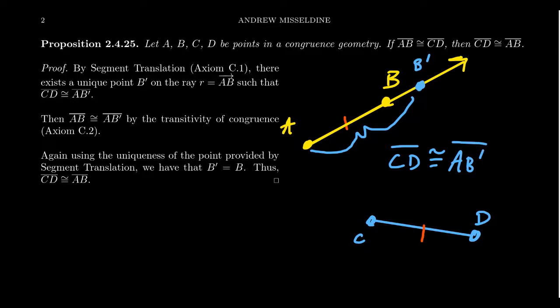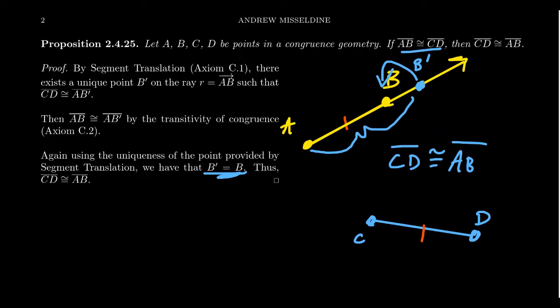Okay, and so that's what we get. We get this point B prime with that property. But by transitivity of congruence, right, this is what we assumed: we know that AB is congruent to CD, and we know that CD is congruent to AB prime. So then we have to conclude that AB is congruent to AB prime. Okay, but AB and AB prime live on the same ray. They emanate from the same point. And so by the uniqueness statement that's part of segment translation, it's got to be that B and B prime are actually one and the same point. And therefore, we get that CD is actually congruent to AB, thus proving this statement right here, that CD is congruent to AB.